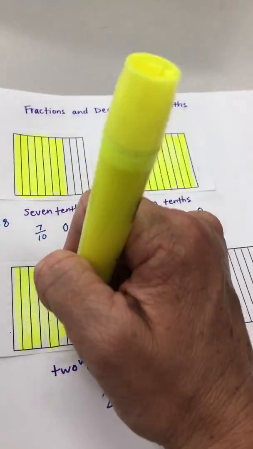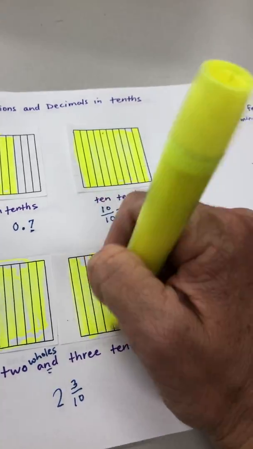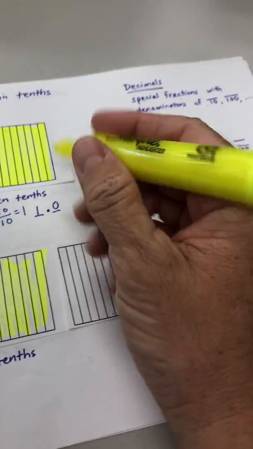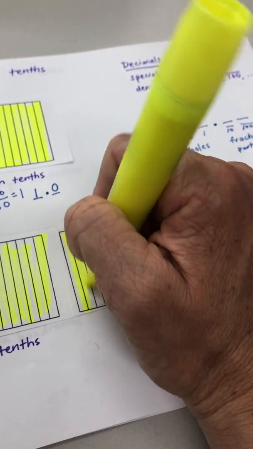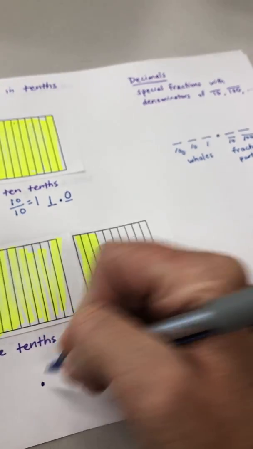Okay, so I'm going to shade in my, I'll go kind of quickly here, my 2 whole squares, and then in this one, it's broken into 10 parts, and I need 3 of them. Okay, so how are we going to write that? Here's my decimal.